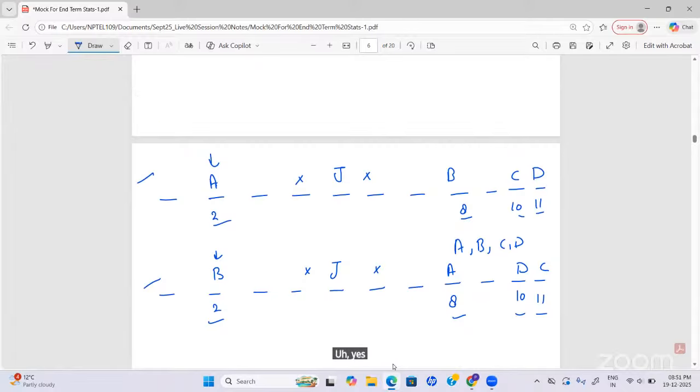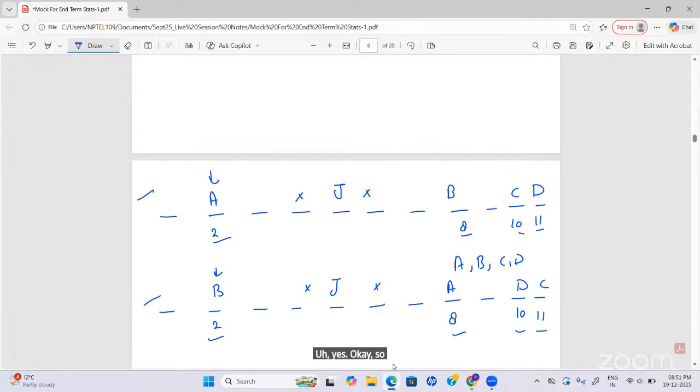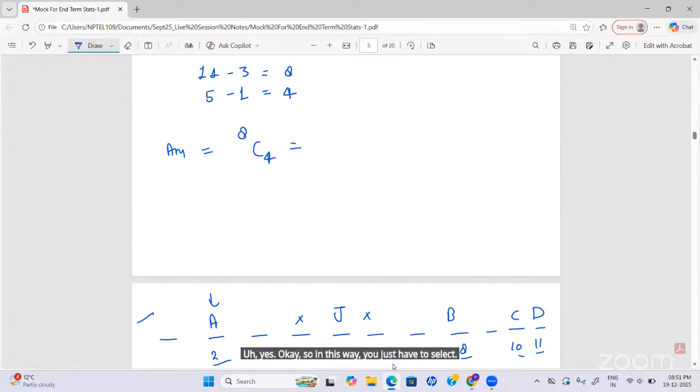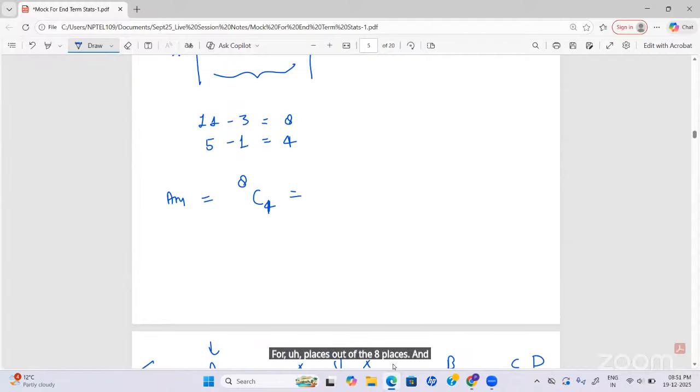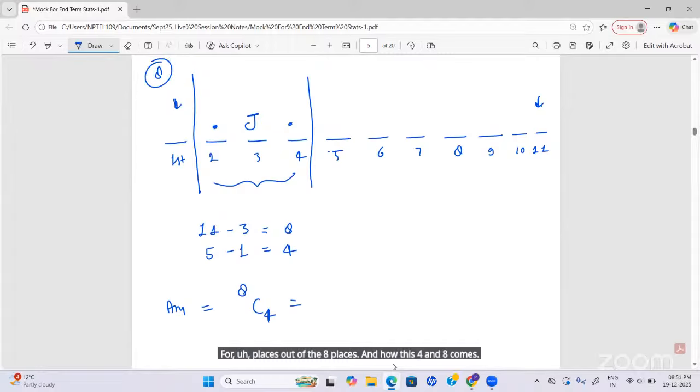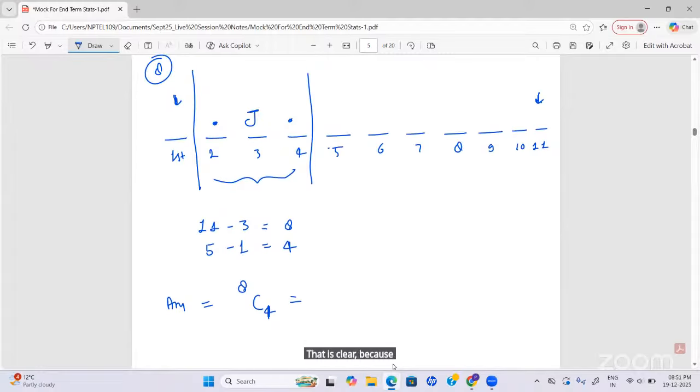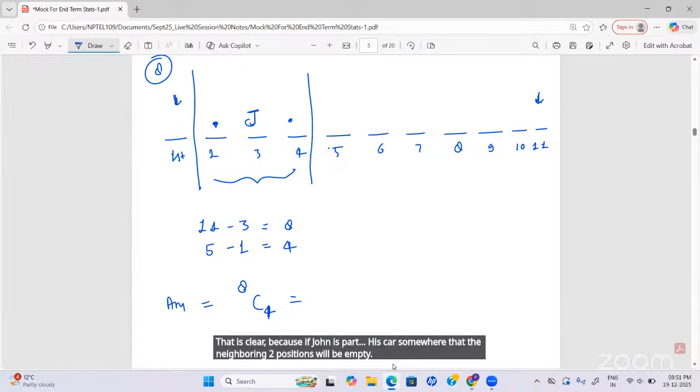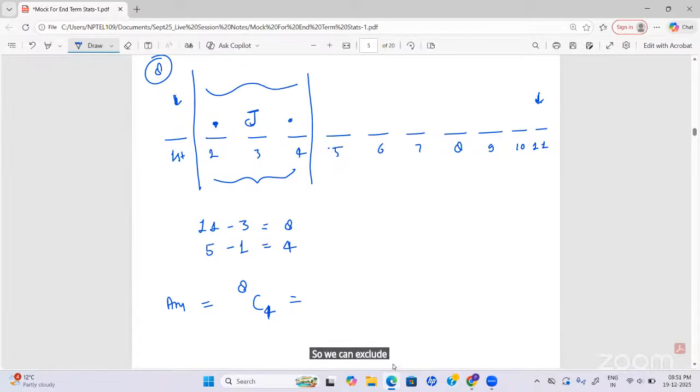So in this way, you just have to select four places out of the 8 places. And how this 4 and 8 comes, that is clear, because if John is parking his car somewhere, the neighboring 2 positions will be empty. So we can exclude these 3 positions, so from 11 minus 3, which is 8. So in the remaining 8 positions, we have to fill the 4 cars. Now is it clear?